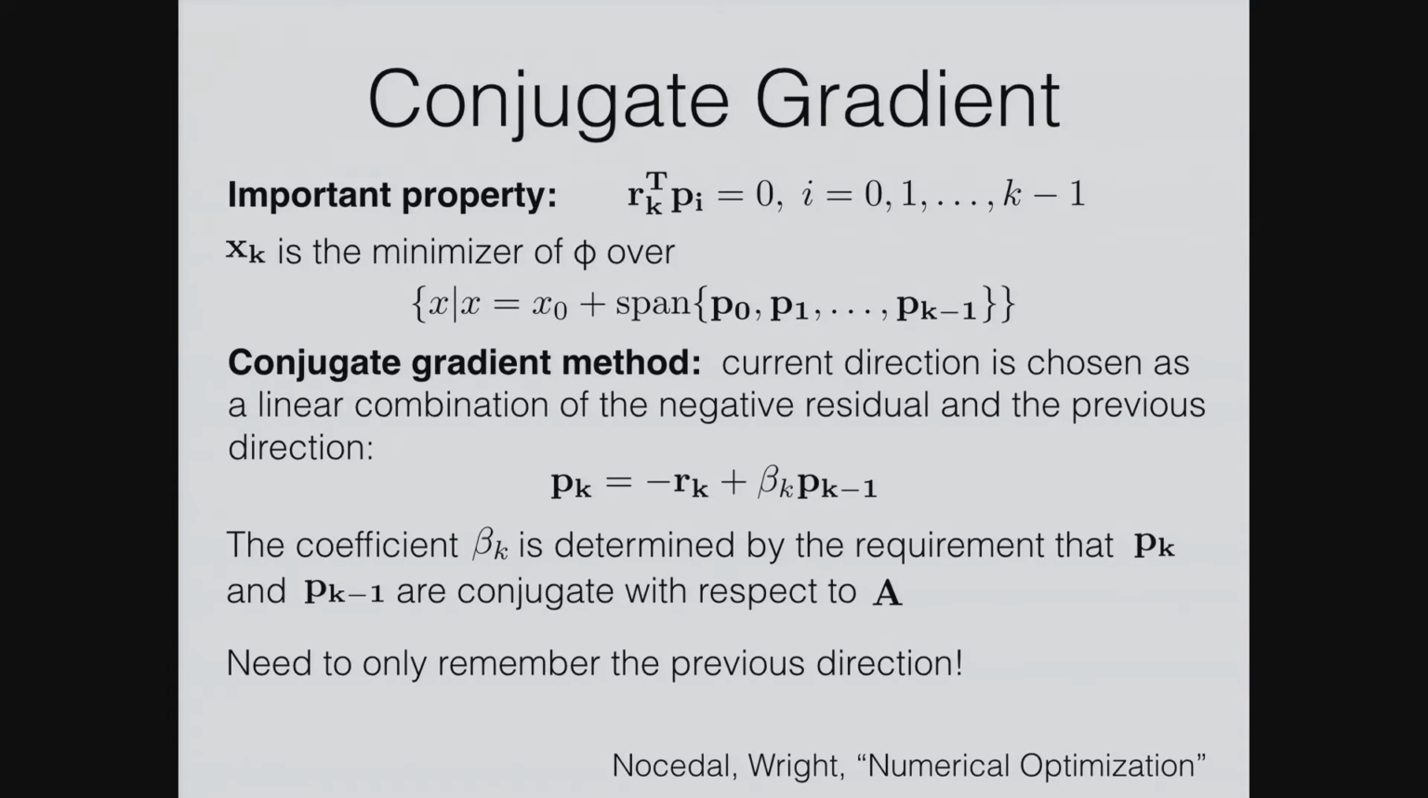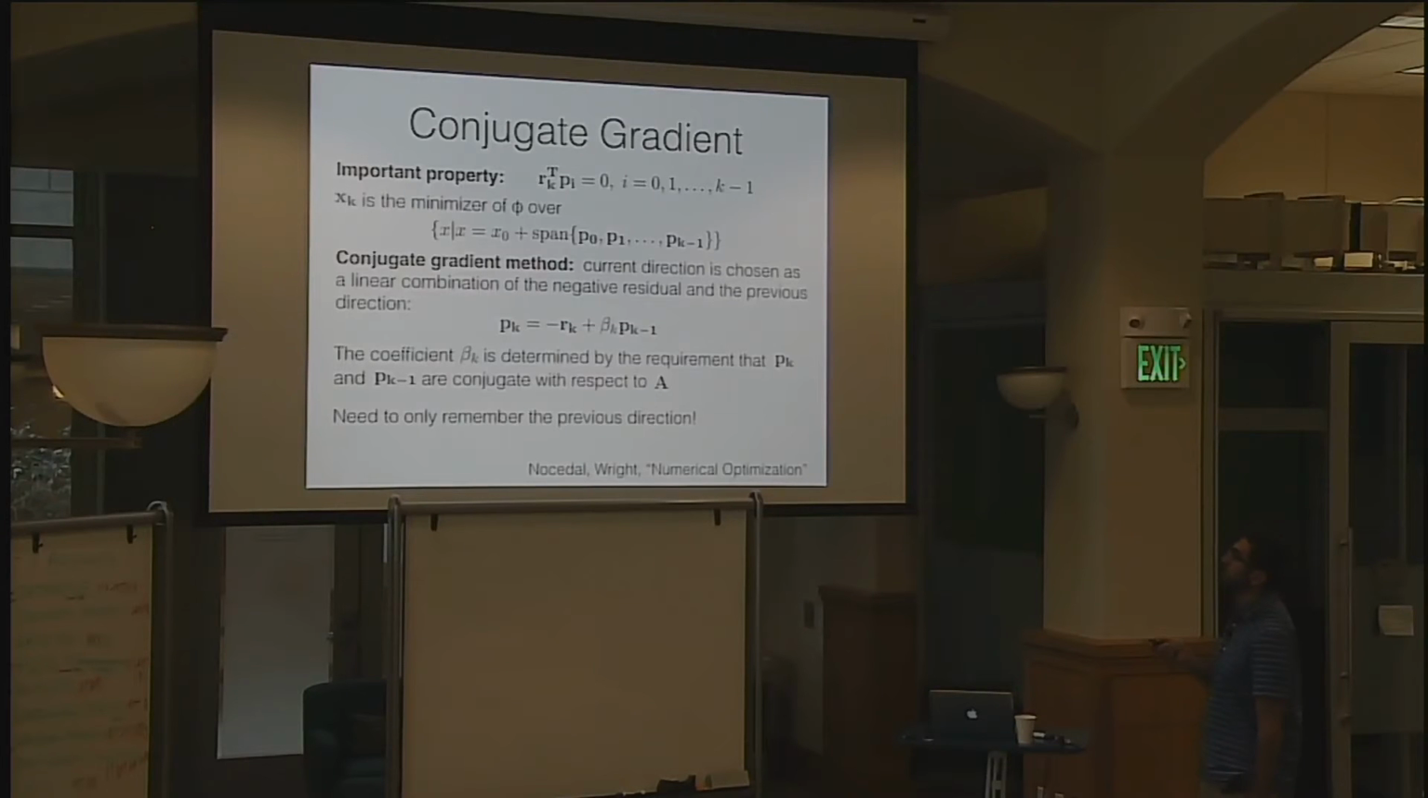Another useful property, I'm not going to prove again, is that your residual at each iteration is actually going to be orthogonal to all the previous conjugate directions that you have. So it basically means that at iteration k, you've already found the minimum in the linear subspace spanned by the conjugate directions that you used so far, plus your starting point.